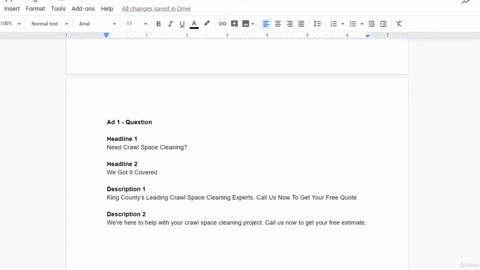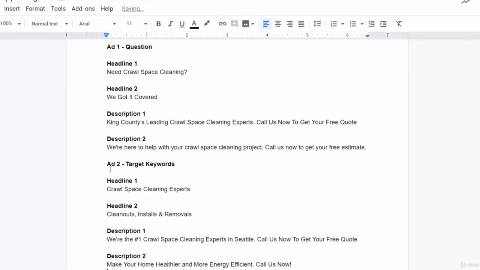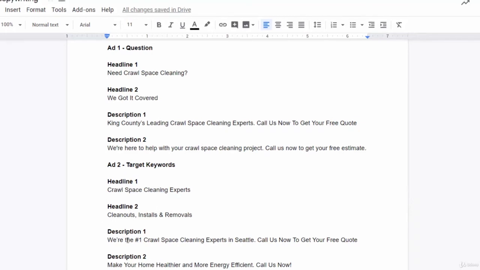And then now let's look at ad number 2. So ad number 2, this is where we're just targeting the keywords. So, crawl space cleaning experts, right? We have the keywords right here. And then we have headline 2: clean out, installs, and removals. And then we have description 1 here: we're the number 1 crawl space cleaning experts in Seattle. Call us now to get your free quote. And then description 2: make your home healthier and more energy efficient. Call us now.